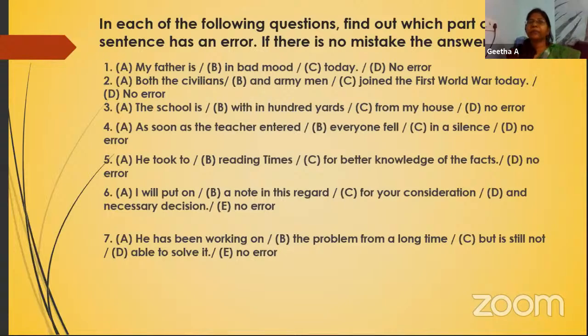Like for example, the first one is my father. Slashes are given between the groups of words, so the sentence is divided into groups of words, and every part is labeled as A, B, C, D. So you just have to find out which part of the sentence has the error. You need not correct it, but you can just say where the error is. I think we would have done this earlier, but we have some more of this. You can just go through. So my father is in bad mood today, and so A, B, C, and D. D says there is no error. So you can just try to answer that.